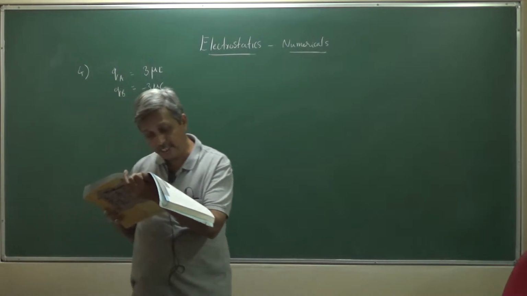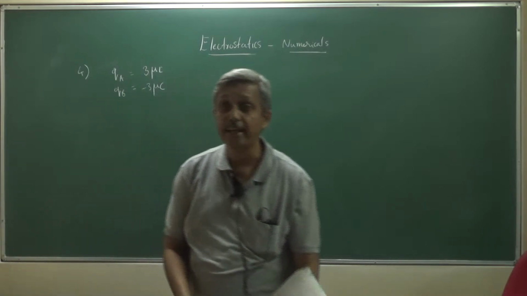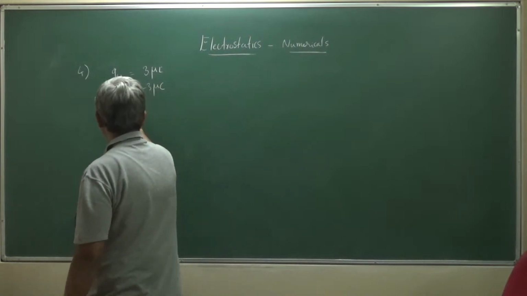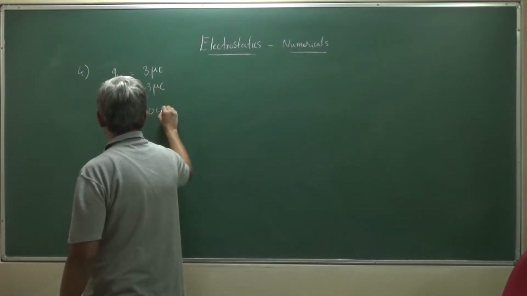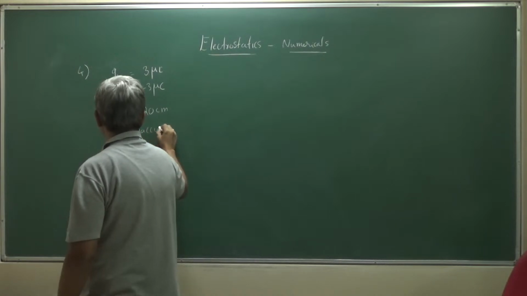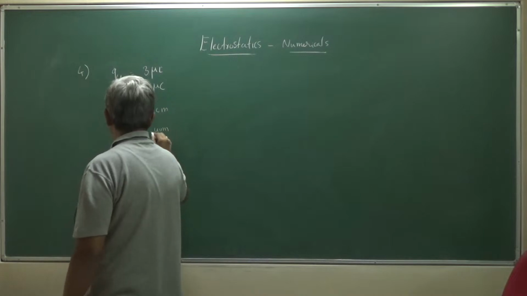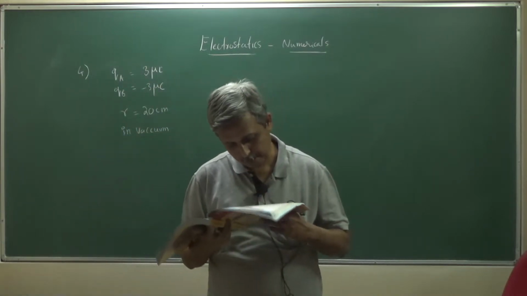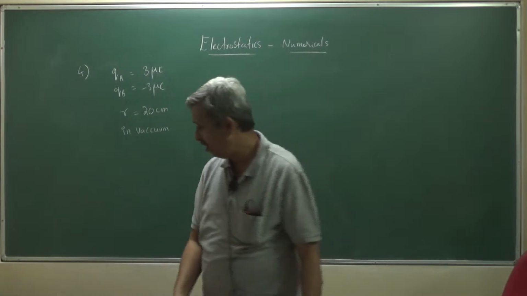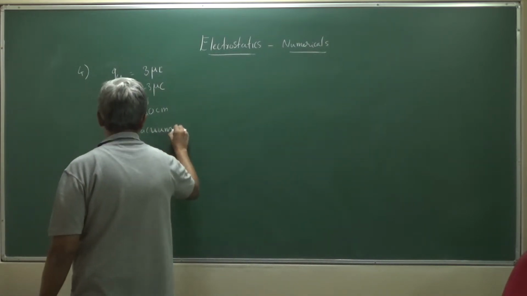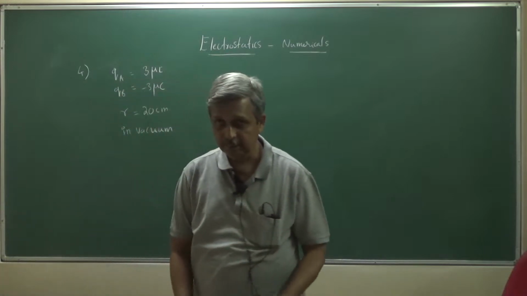They are located 20 centimeter apart in vacuum. They are located at 20 centimeter apart. R is equal to 20 centimeter. And in vacuum, this is very important. Whenever they give vacuum or air, we need to know that this is basically epsilon naught has to be used. Correct? In vacuum.